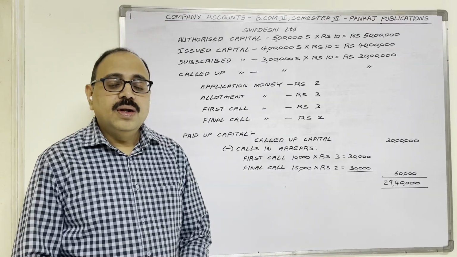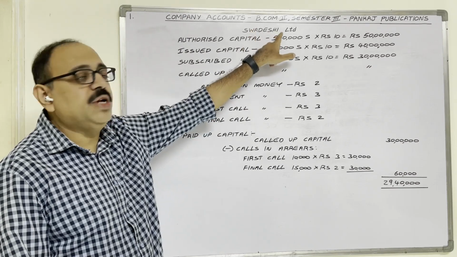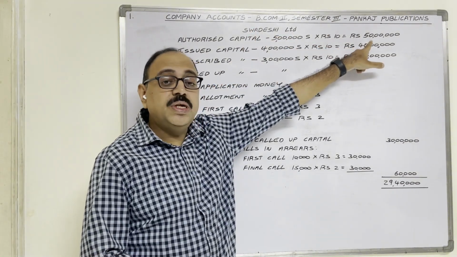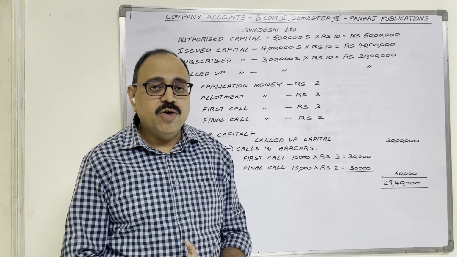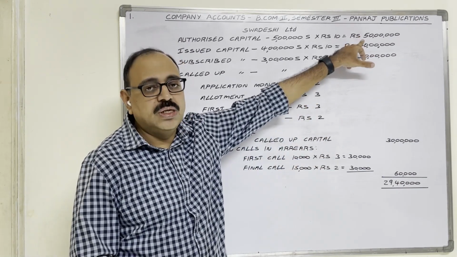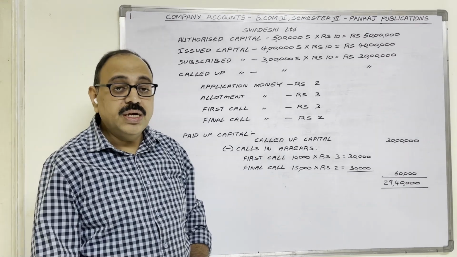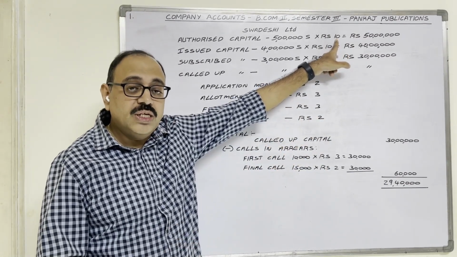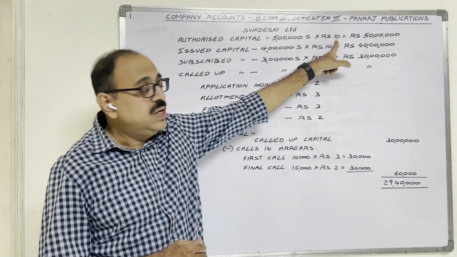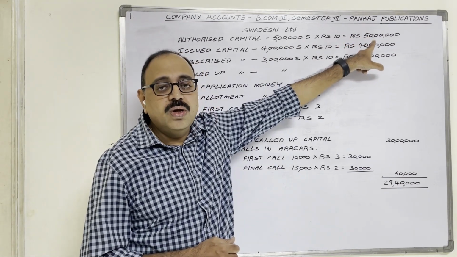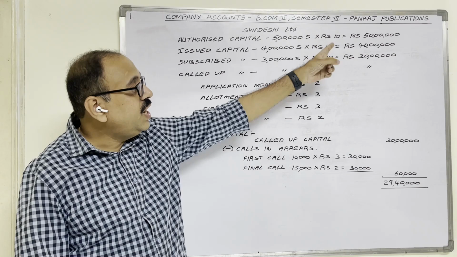This is the problem. Let us understand the meaning of this problem. There is one public limited company, Swadeshi Limited. They want 50 lakh rupees share capital. It means in their memorandum of association, under the capital clause, they have mentioned their share capital as 50 lakh rupees. So they want to sell 5 lakh shares at the rate of 10 rupees each to the public. Here, one share price is 10 rupees. This is known as the face value or par value of the share. Therefore, this 50 lakh is known as authorized capital. The company is permitted to collect 50 lakh rupees from the public.